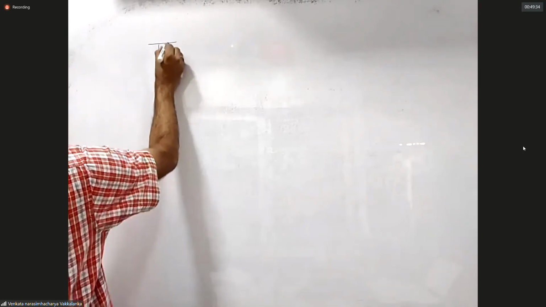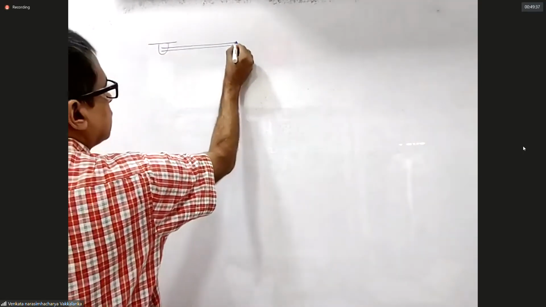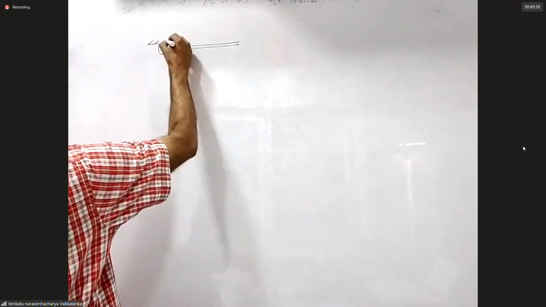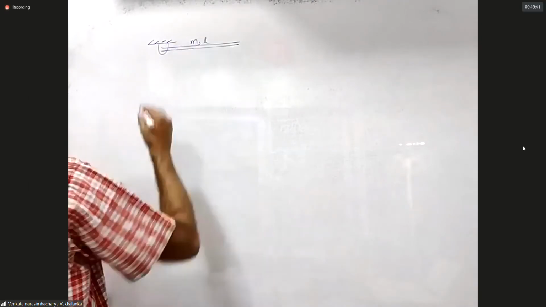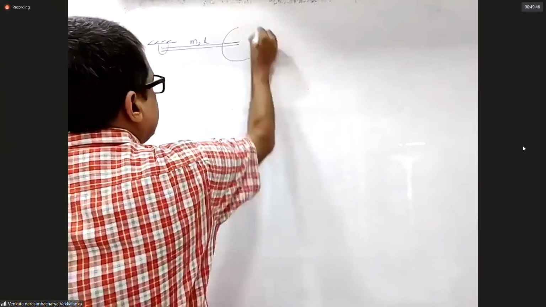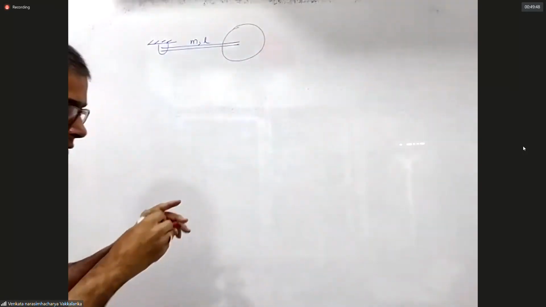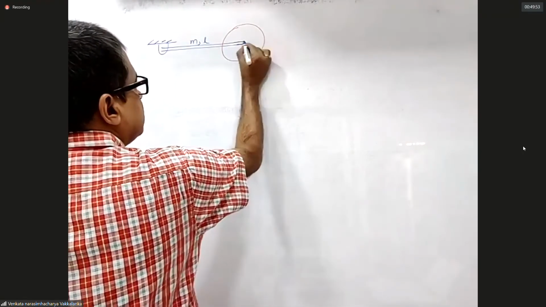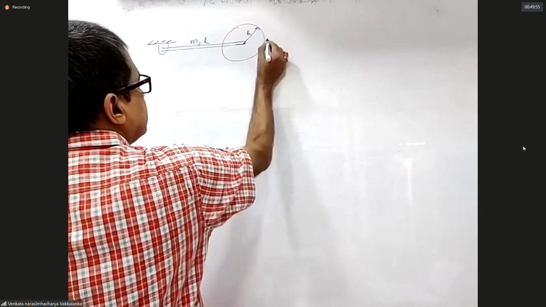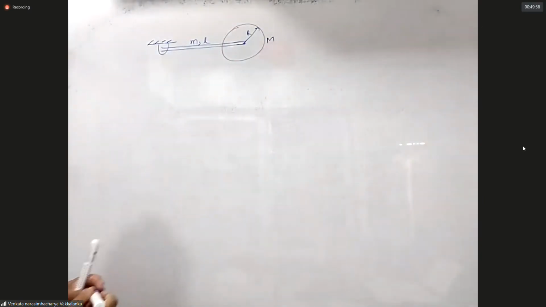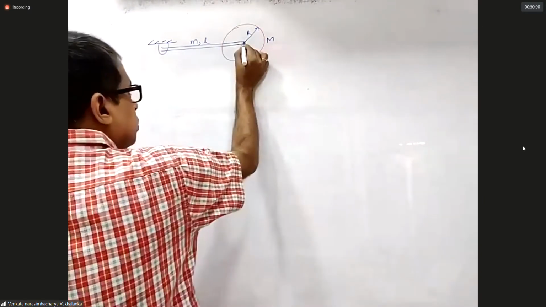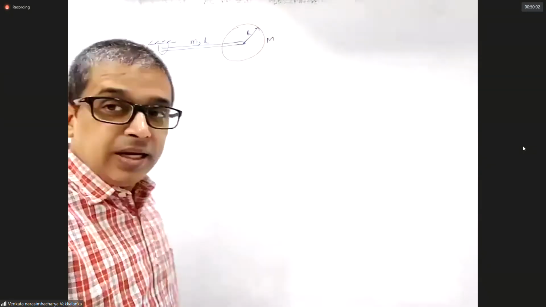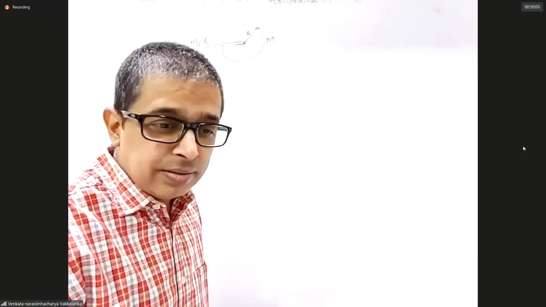Now listen. Same problem, we will tilt it this way. This is a thin rod of mass m and length L, and there is a disc of mass capital M and radius R hinged. This is radius R, this is mass capital M. This is a disc, hinged only at the center.